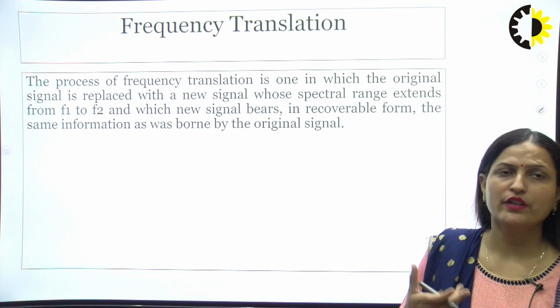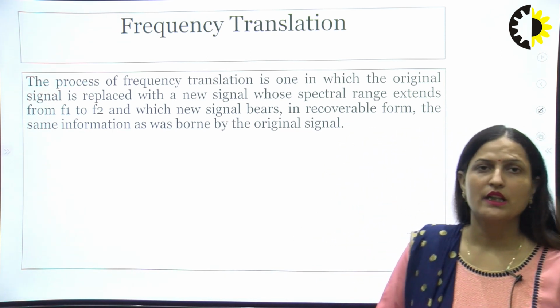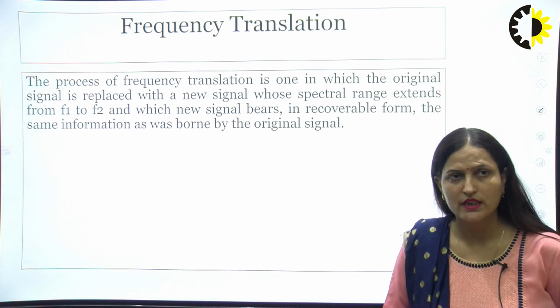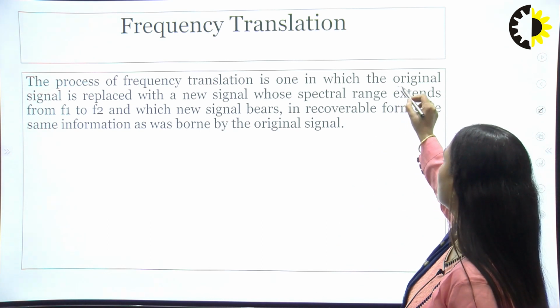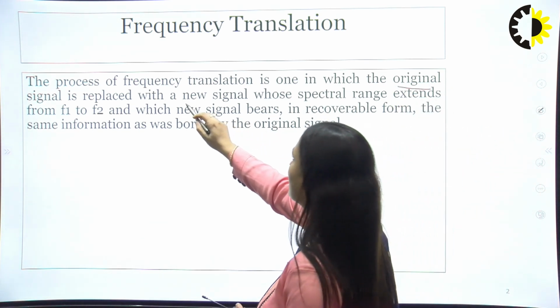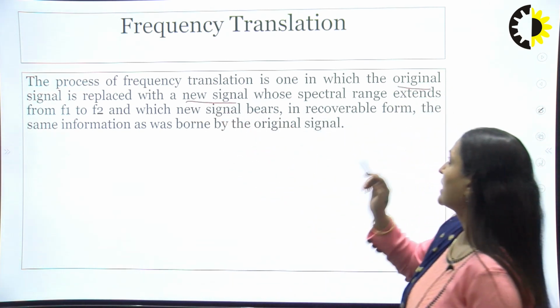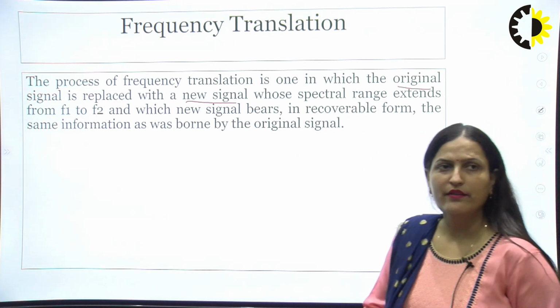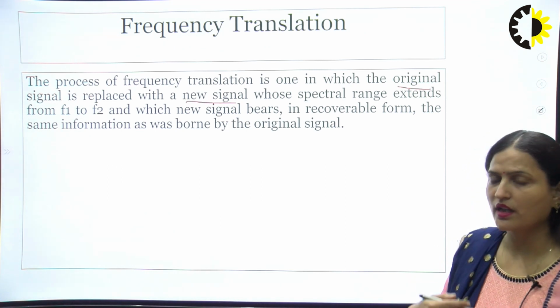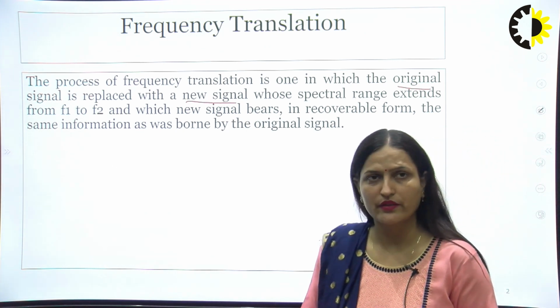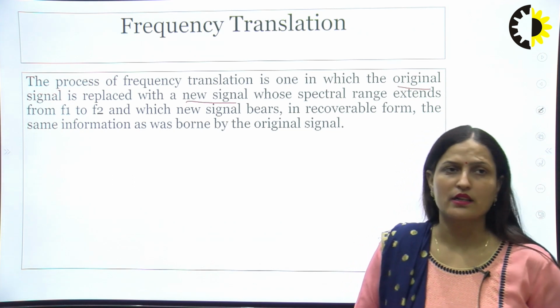Actually, the process of frequency translation is one in which the original signal is replaced with a new signal, right? So if you have one signal, it can be replaced with a new signal whose spectral range extends from f1 to f2. f1 is one of the frequencies. It means we are transferring our signal from one frequency to another frequency. This is called frequency translation, right?